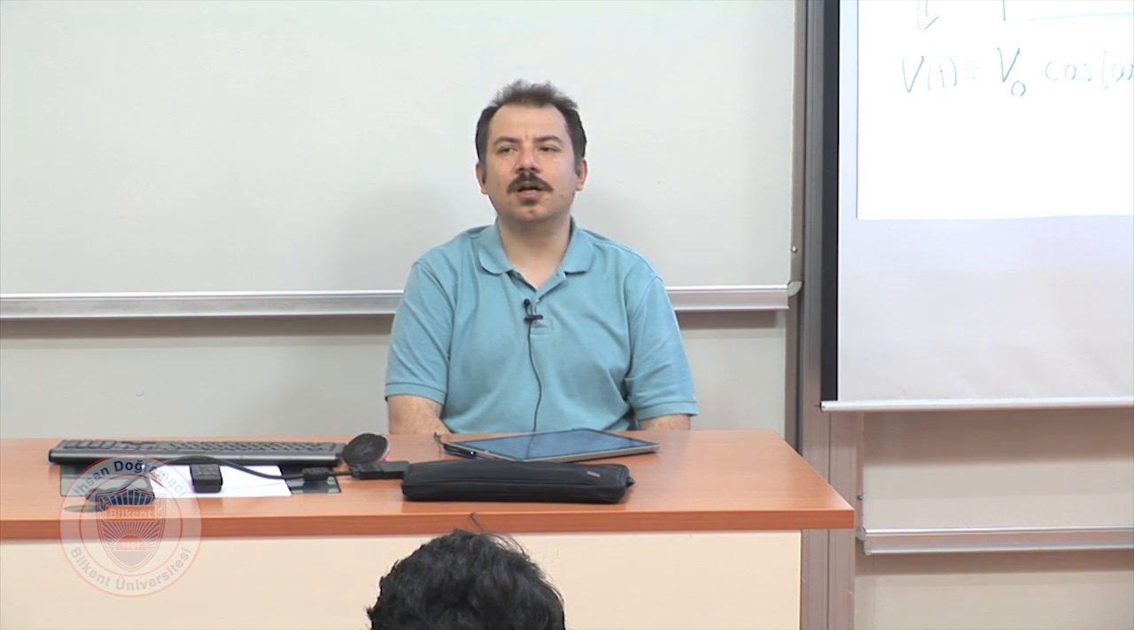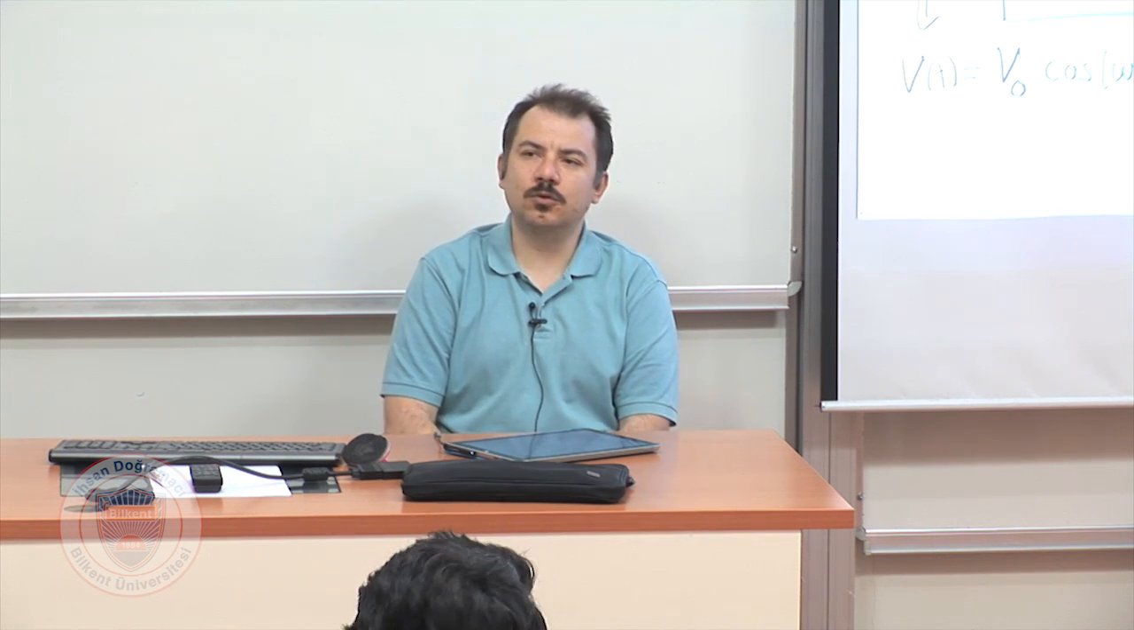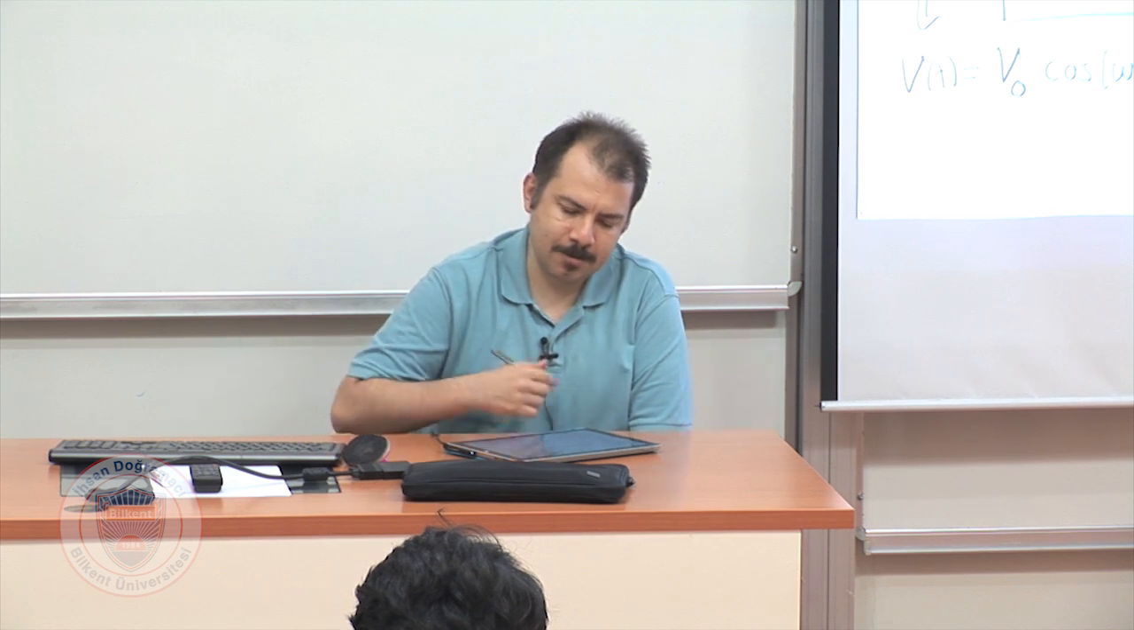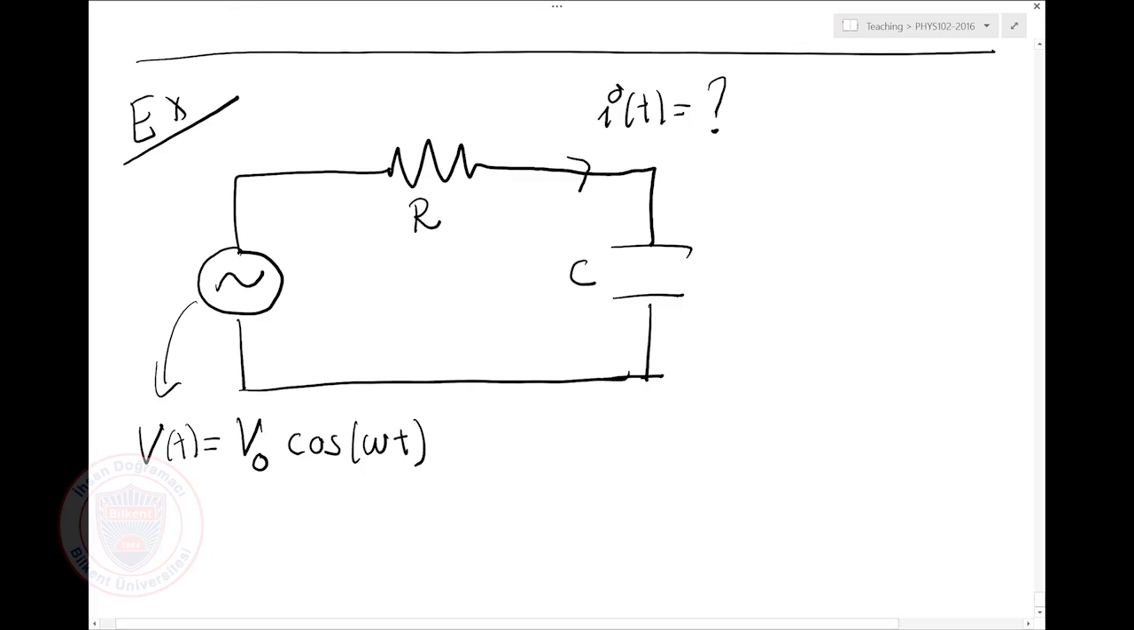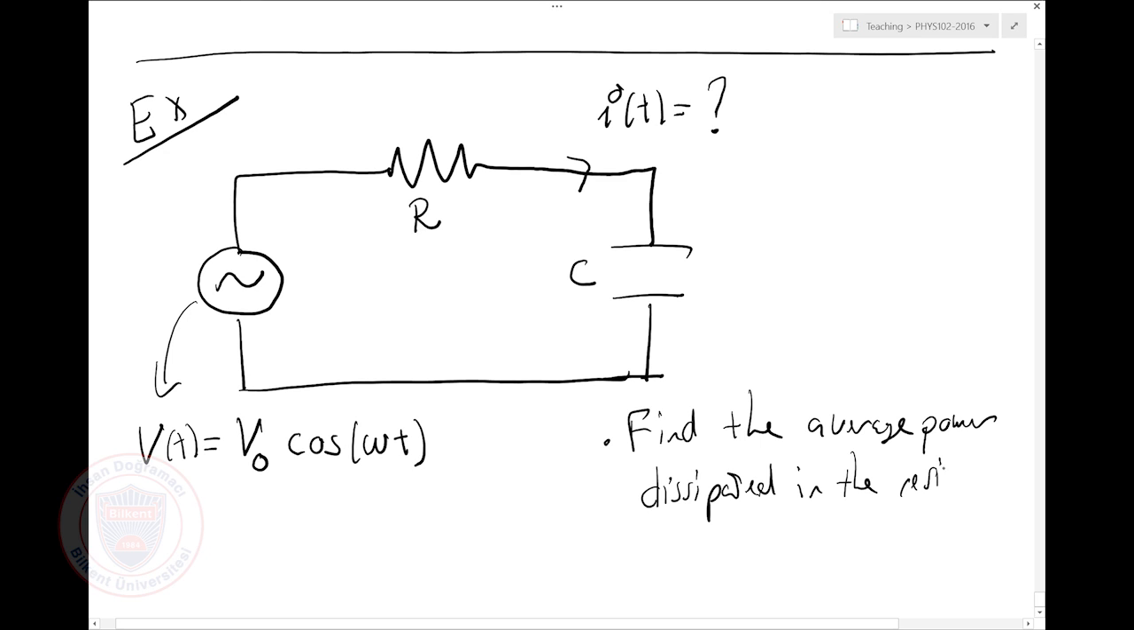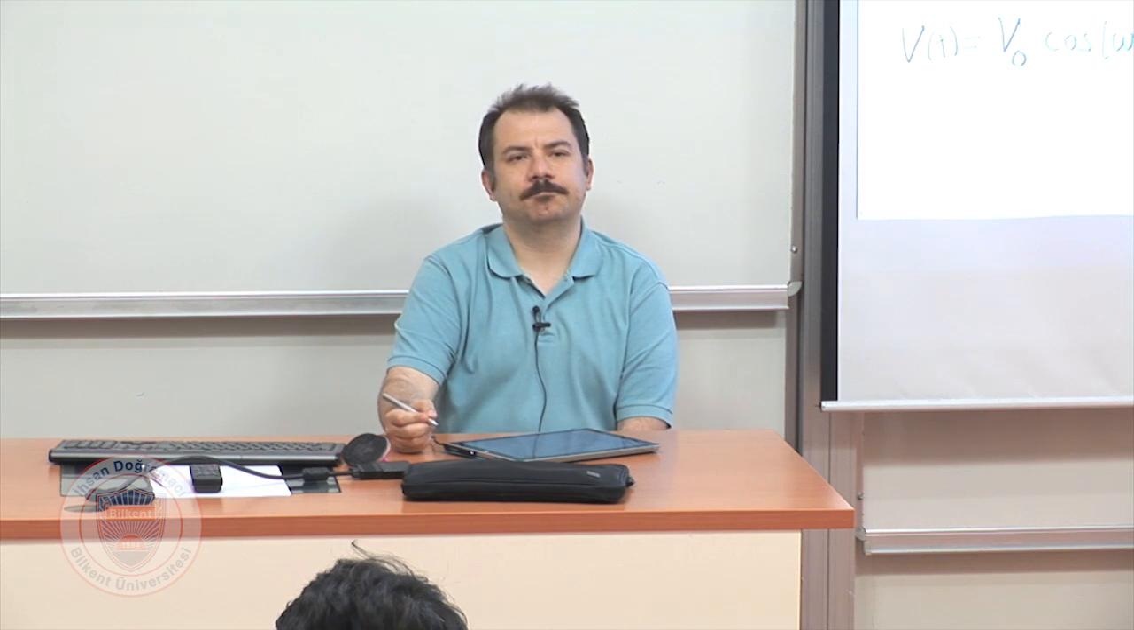Now I would like to calculate two things. First, I would like to find out what is I of t. Second, I would like to find the average power dissipated in the resistor. Okay?